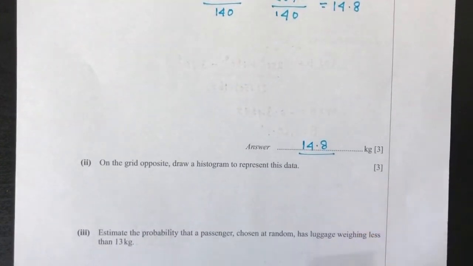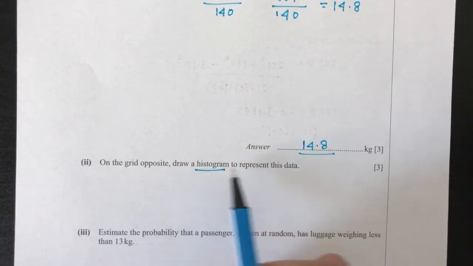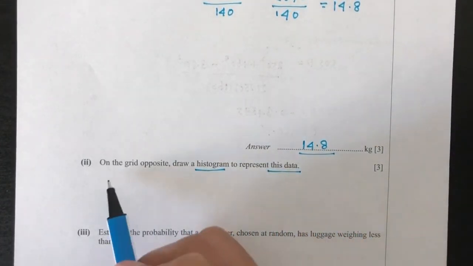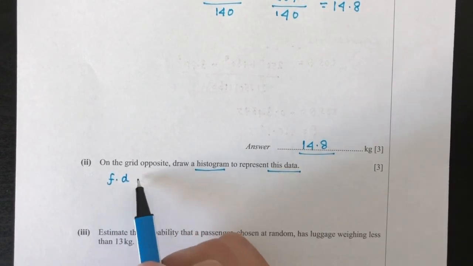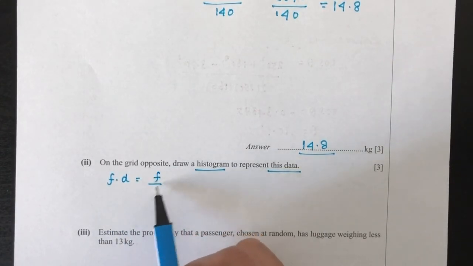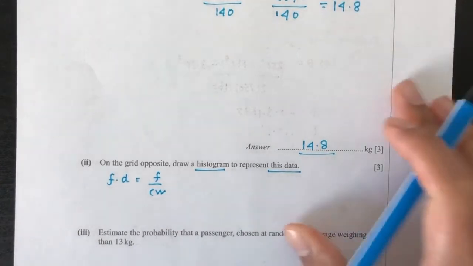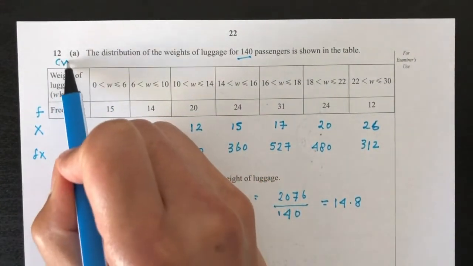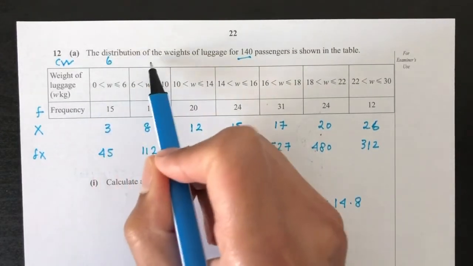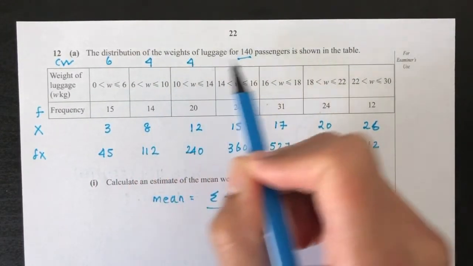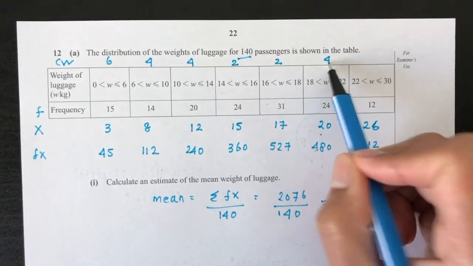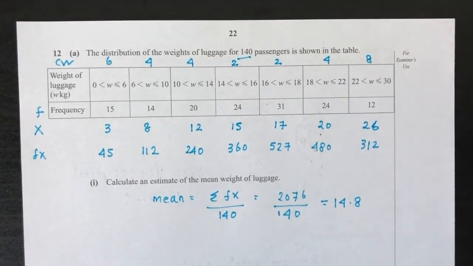Now part 3 is on the grid opposite, draw a histogram to represent this data. So to draw a histogram, you have to find the frequency density, which is frequency divided by class width. So what is the class width of each class? Let's check. Class width here will be 6 minus 0 is 6. That will be 4. 4, 2, 2. That will be 4 as well. That will be 8. That will be the class width.